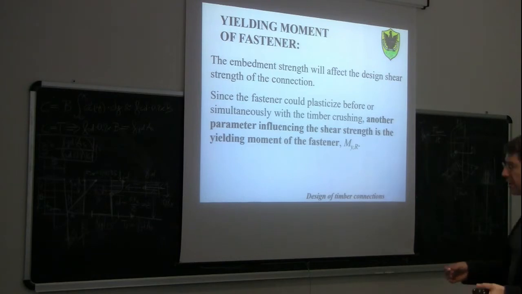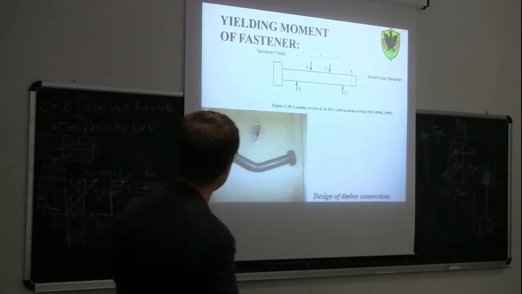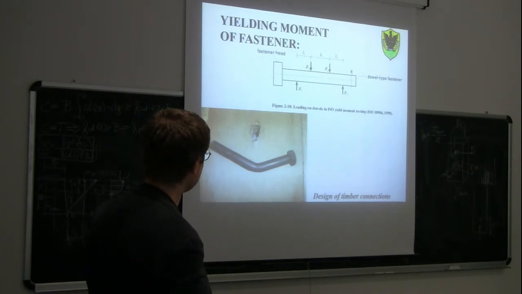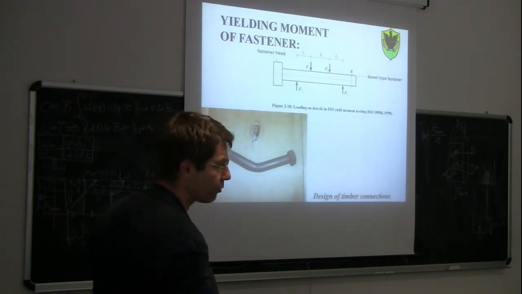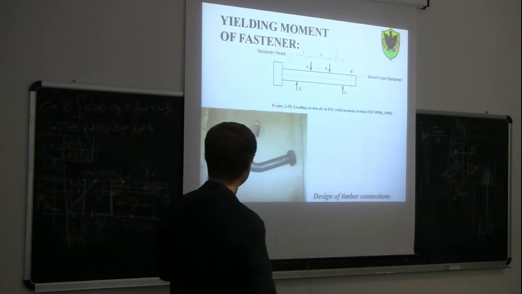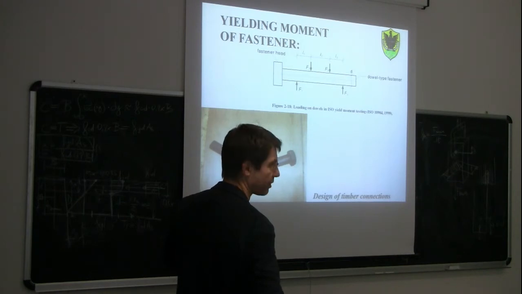So the test, you see, this is a bolt. The test is carried out as a 4-point bending test where we support the bolt on 2 points and apply 2 point loads at the third of the length. This is an example. In some specimens, you can see here, you can have a failure characterized by plasticization of the bolt and plasticization of the wood.